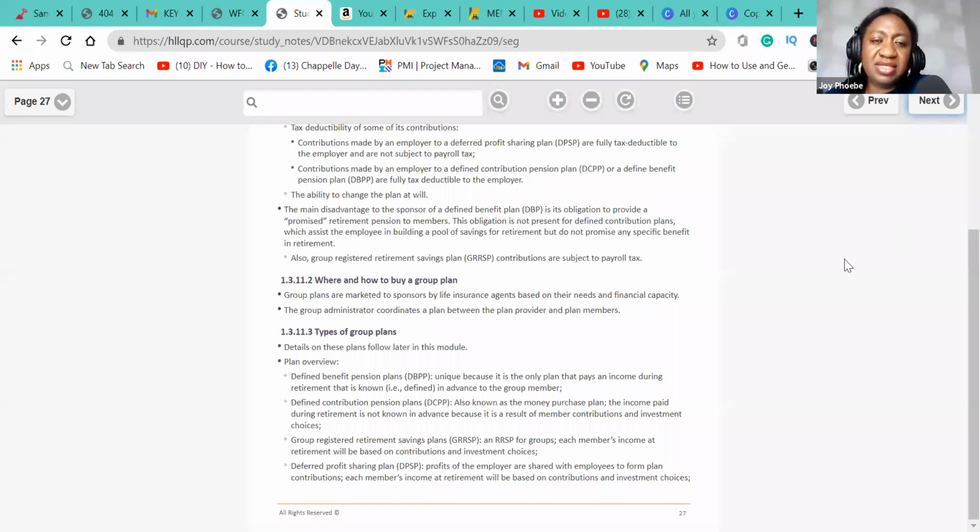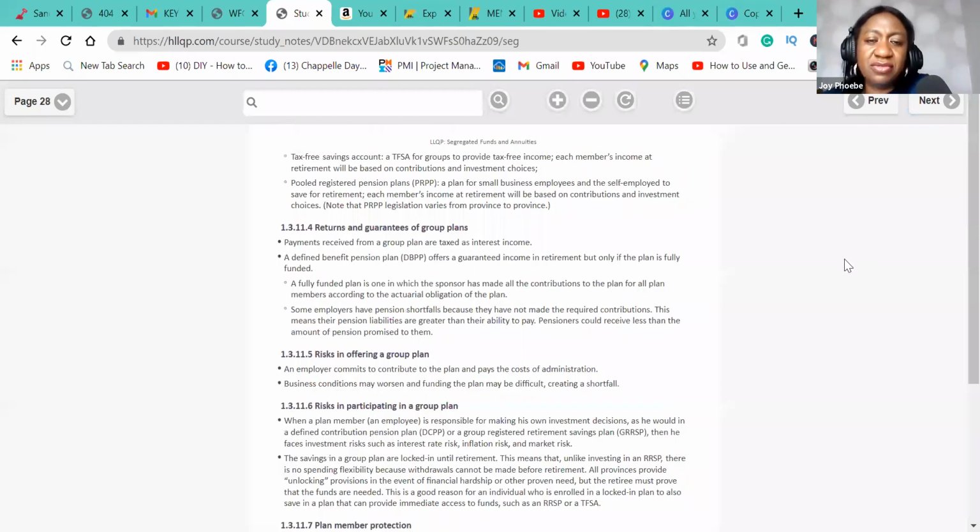Okay, then there's the tax-free savings account for groups. There's the group tax-free savings account, group TFSA. This one provides tax-free income. Each member's income at retirement will be based on contributions, tax-free.